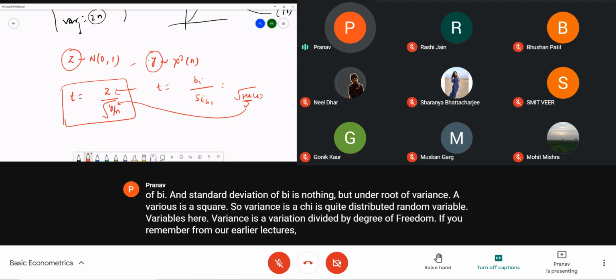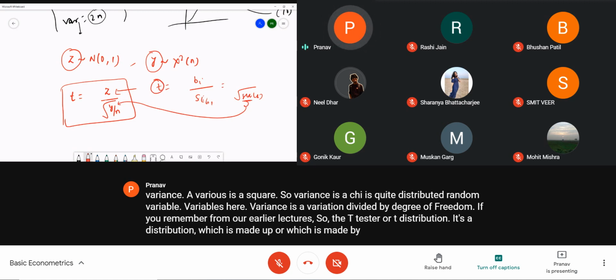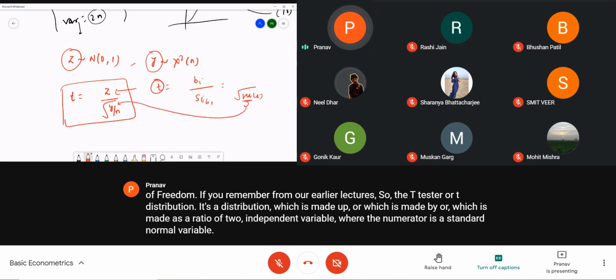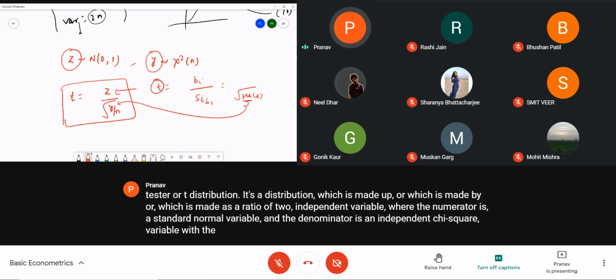So जो T test है आपका और T distribution है, it's a distribution which is made as a ratio of two independent variables where the numerator is a standard normal variable and the denominator is an independent chi square variable with the appropriate degree of freedom.